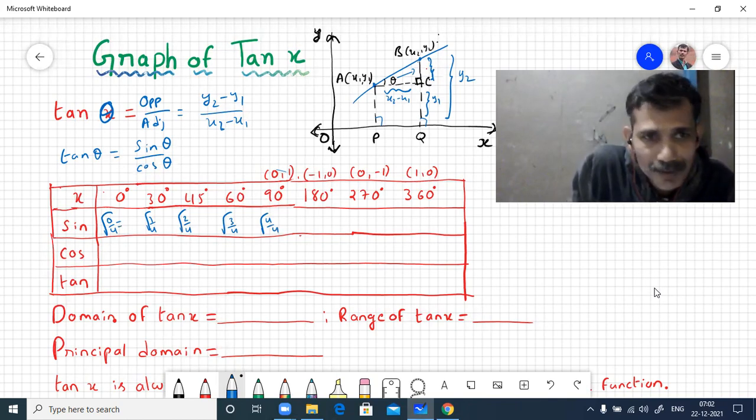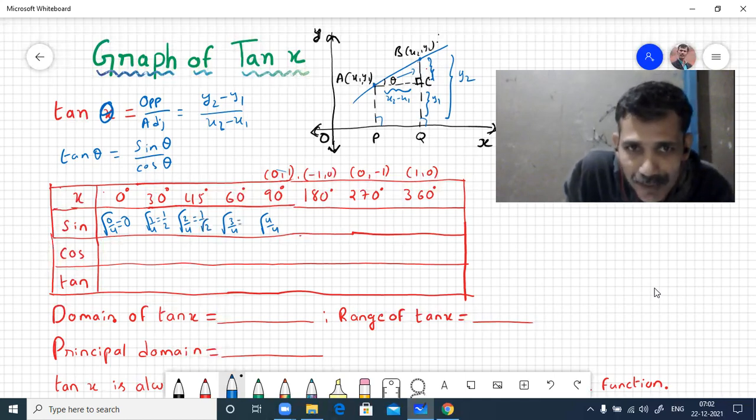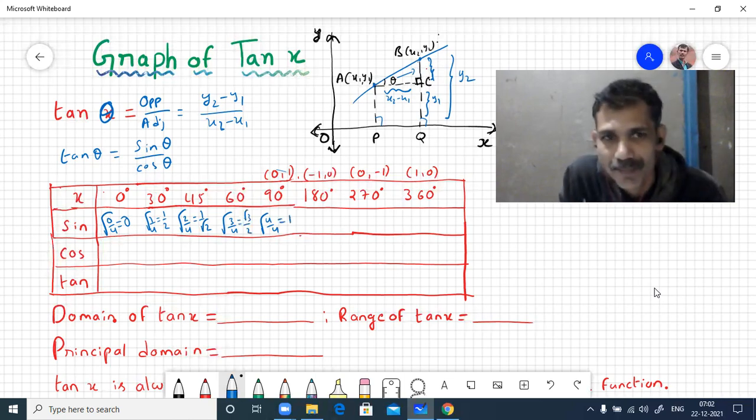0 by anything is 0, so sine 0 is 0. Then 1 by 2: root 4 means you can write 2, no? Sine 30 is 1 by 2. You can cancel the 2s. So this will come as sine 45, 1 upon root 2. Sine 60 value, root 3 upon 2 will come. Sine 90 value, 1 will come. Here it is increasing from 0 to 1.